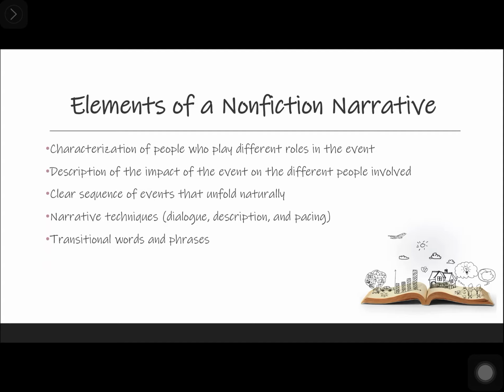Transitional words and phrases, meaning, letting us know how time is flowing by saying words like, after that, I thought this, or before this happened, I wondered about that.